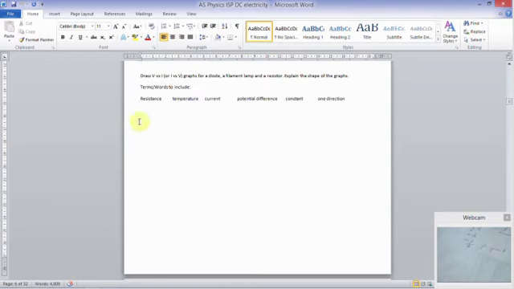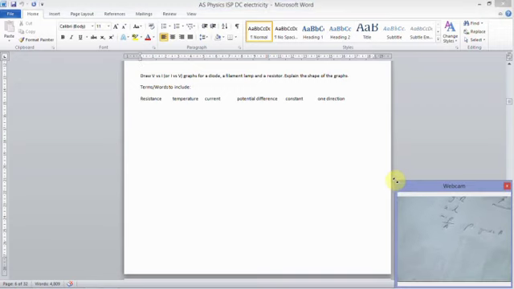Second part, okay, so we've got to draw a current-voltage graph, or voltage-current graph, for a diode, a filament lamp, and a resistor. Explain the shape of these graphs. Would I explain the shape of it? This is something we should have covered.